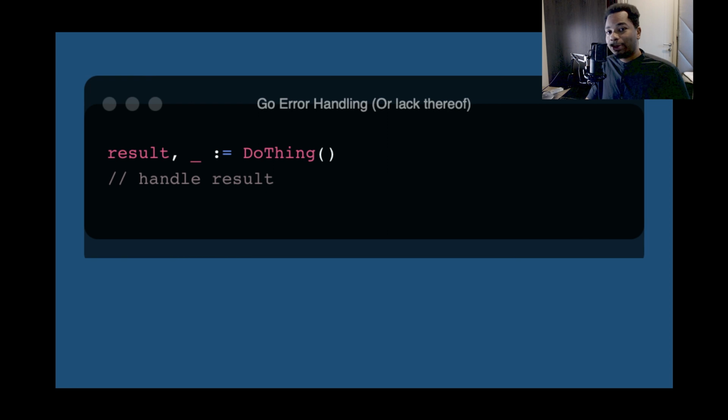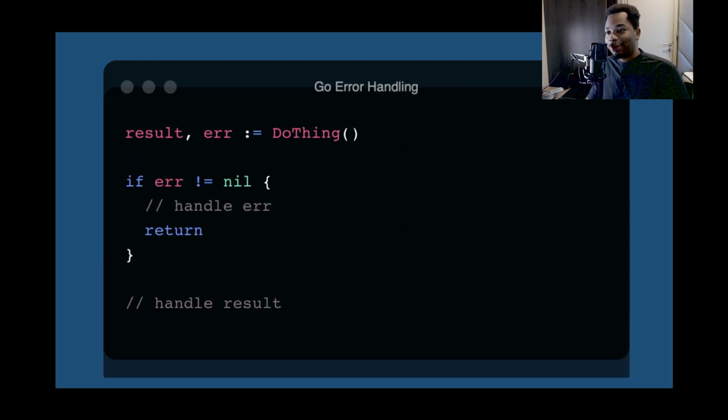So here's an example of error handling in Go, or rather not handling errors in Go. We have a result, and then you can see after that, the underscore is where we were supposed to expose the error, but instead we chose to ignore it. And yeah, bad things will happen, probably. Whereas in this case, we are properly handling the error. We're exposing it, and we have a check for it, and then we're doing some stuff with it.